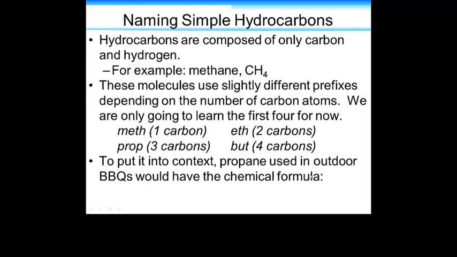So to put it into context, propane is an organic hydrocarbon used in our barbecues, and it would have 3 carbons. The prop tells it it has 3 carbons, and it looks something like this. So here we have a portobello mushroom grilling. Looks like it actually might be charcoal, but you get the idea. And then there's cheese there. Cheese. I shouldn't record these when I'm hungry, but moving on.